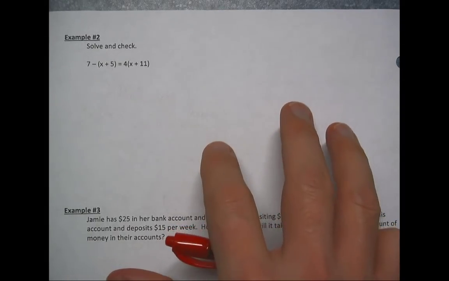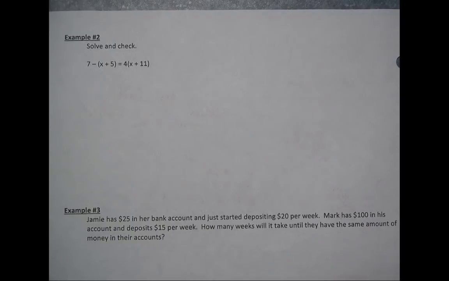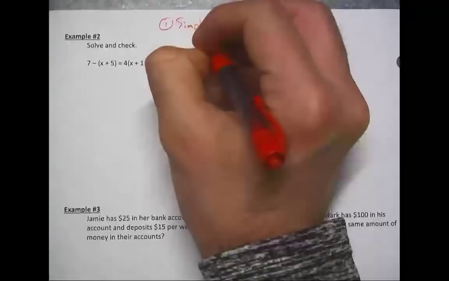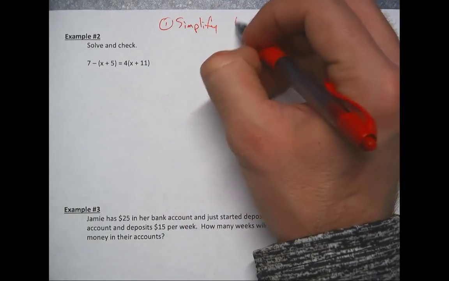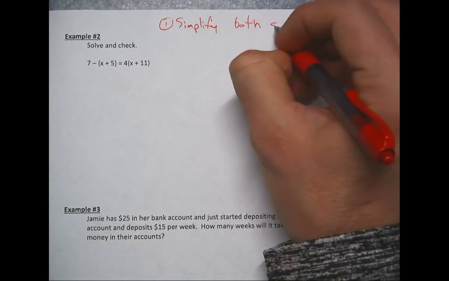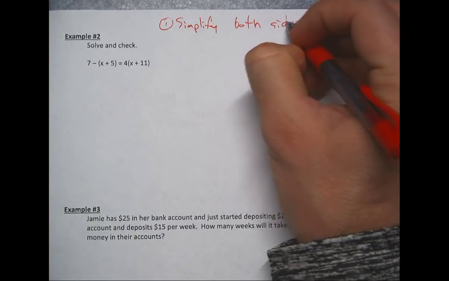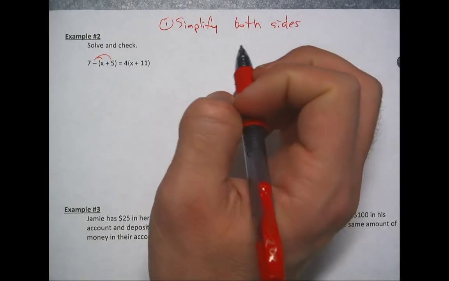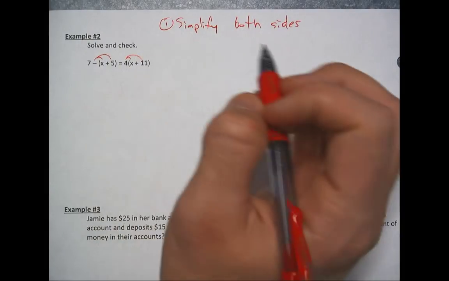All right, if we flip it over, what happens when we have a whole bunch of stuff going on both sides? Well, you want to simplify first. So we're going to simplify both sides first. So starting with the left side, this is like a -1. I need to distribute it in. And on this side, I got a 4, and I need to distribute it in.